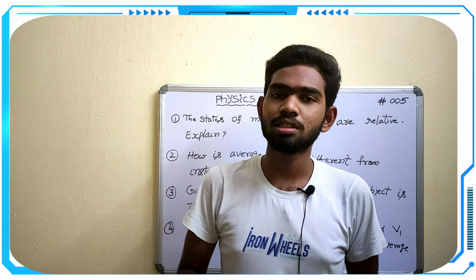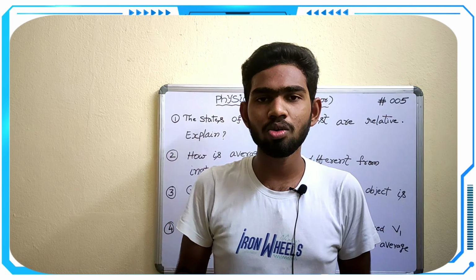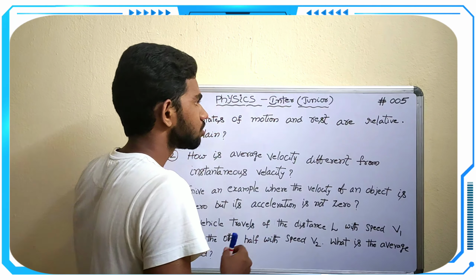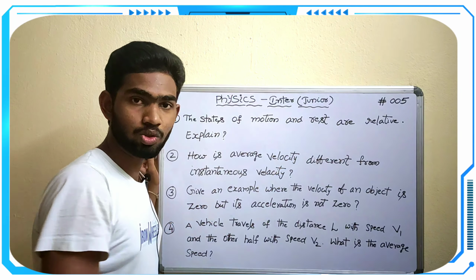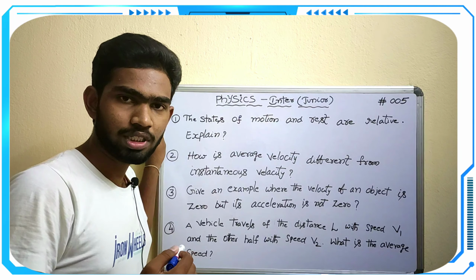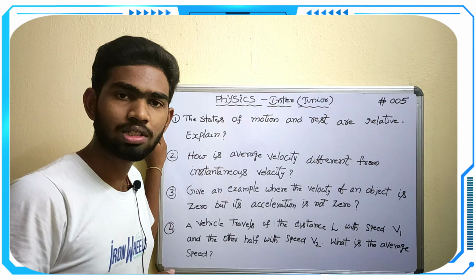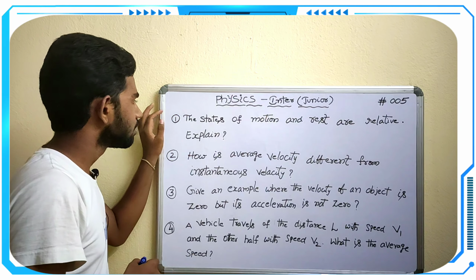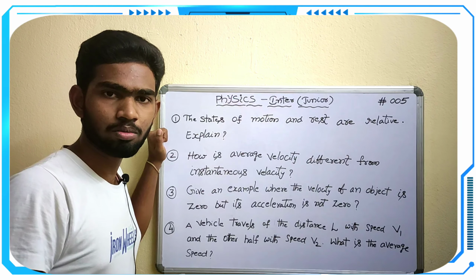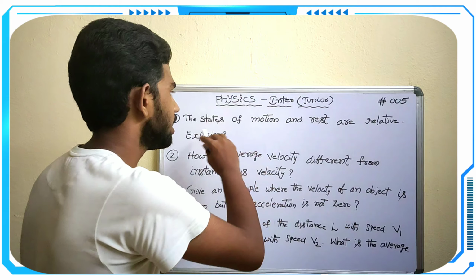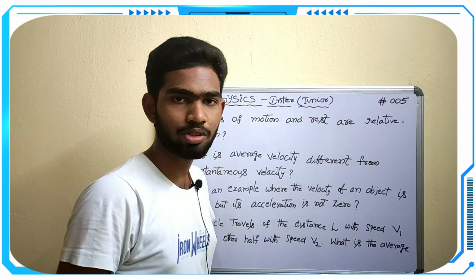This is not a big task. I will make it a smaller task compared to the others. This is the physics intermediate junior pattern, with 14 chapters consisting of 60 marks in the intermediate first year question paper. In the third chapter, motion in a straight line, the first question is: the states of motion and rest are relative.